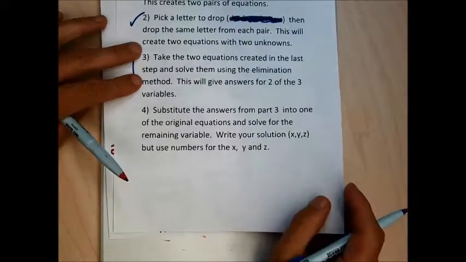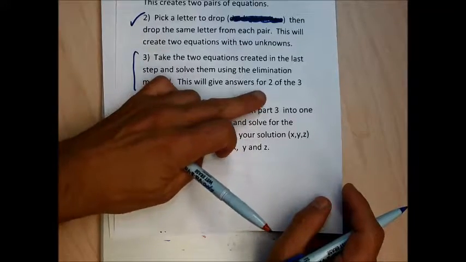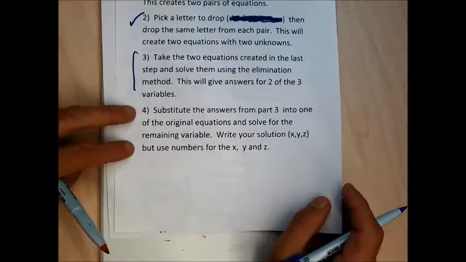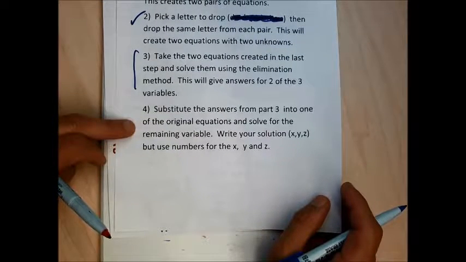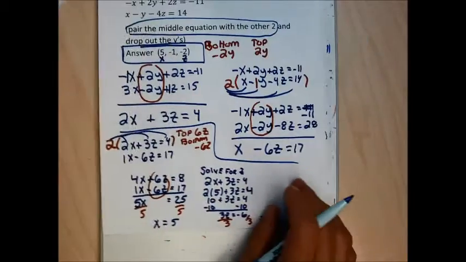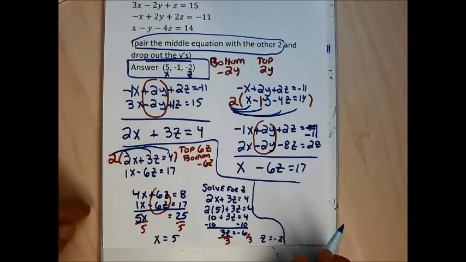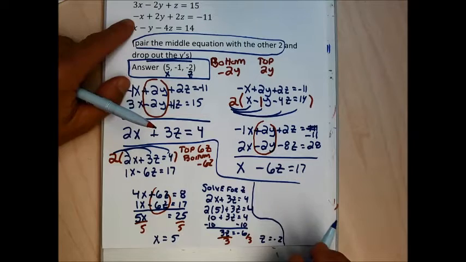I took the 2 equations created in step 2, solved them by the elimination method, got answers for 2 of the 3 letters. Now I'm going to substitute the answers from this last step into any one of the original equations that I think is easiest and solve for the remaining variable. The remaining variable is y. So I need to pick one of the original equations. I'm done with my third step. I need to solve for y. I'm going to pick that equation to solve for y.